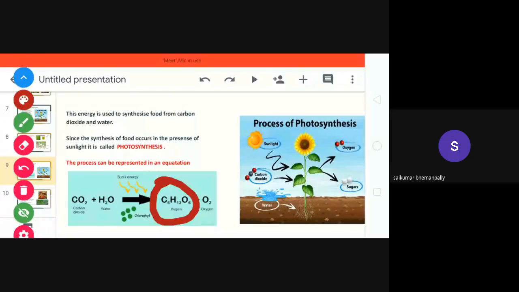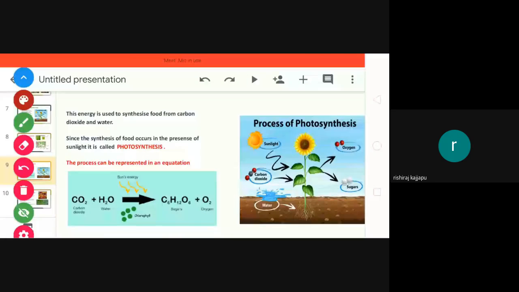So what is the chemical formula for these sugars? C6H12O6. And it releases oxygen, right? At the end of the photosynthesis process, plants release oxygen. Is it clear, children? Yes, sir. This is the chemical equation of photosynthesis.